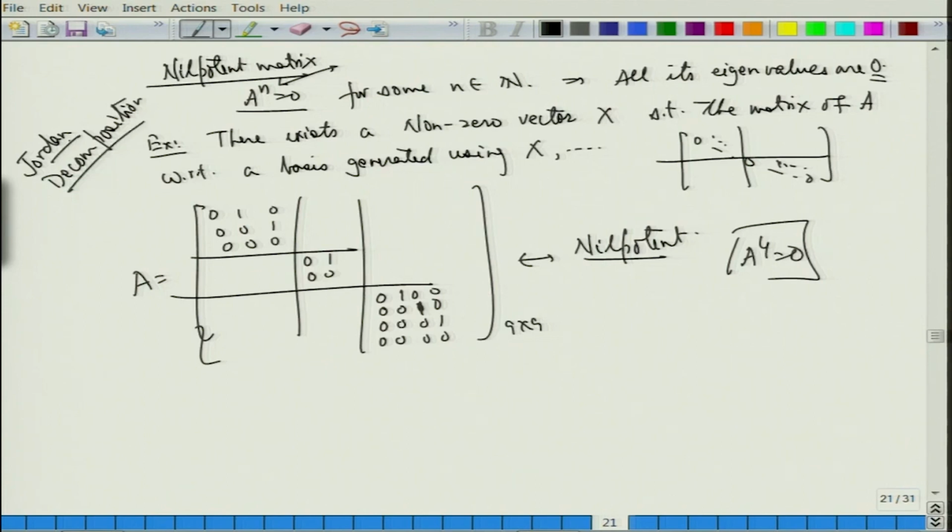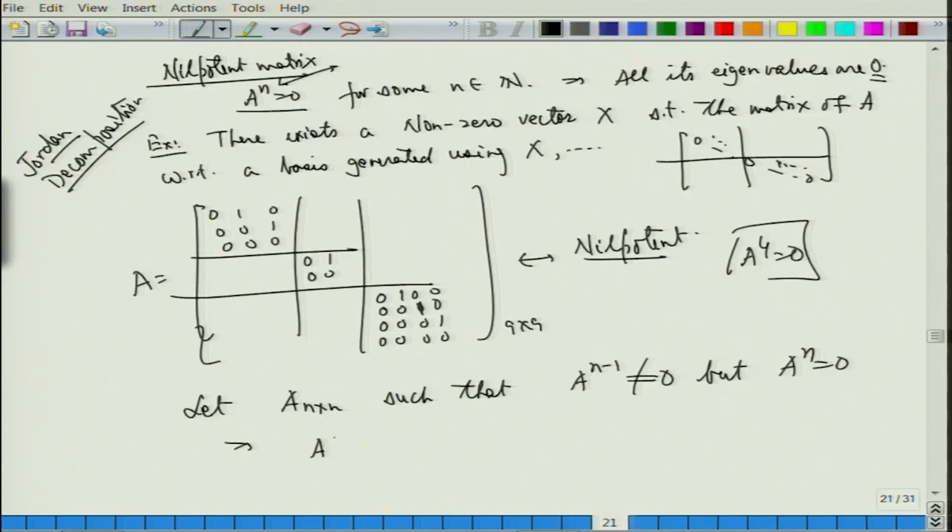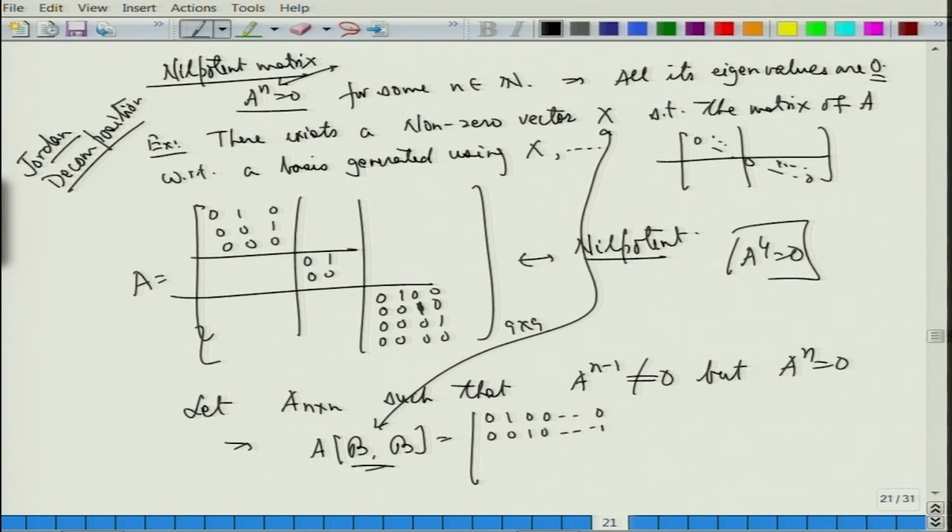Fine. But what you can show, if you say that, so let A be n cross n such that A to the power n minus 1 is not 0, but A to the power n is 0, will imply A with respect to a basis B, there exists a basis B which comes from the previous idea itself. This will look like 0 1 0 0 0 0 1 0 and so on. So 0 will be on the diagonal and 1 here. All right. So this is the way it will look like.